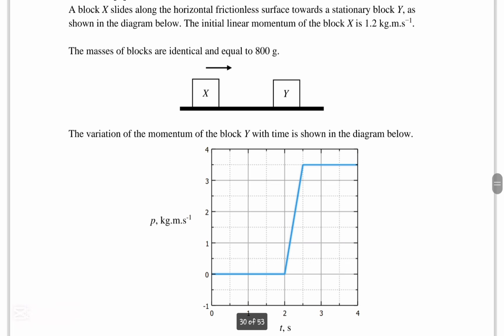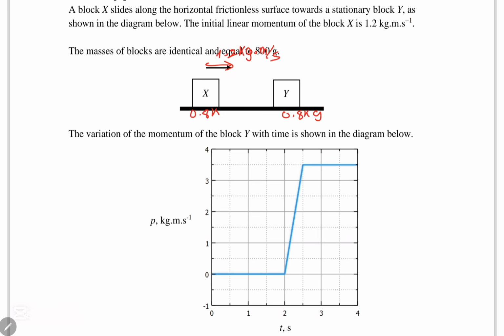They told us that block X slides along the horizontal frictionless surface towards a stationary block Y, as shown in the diagram below. The initial linear momentum of block X is 1.2 kg times meter per second. Both masses are identical and equal to 800 grams, so this is 0.8 kg, this is 0.8 kg. This is moving with an initial momentum of 1.2 kg times meter per second.